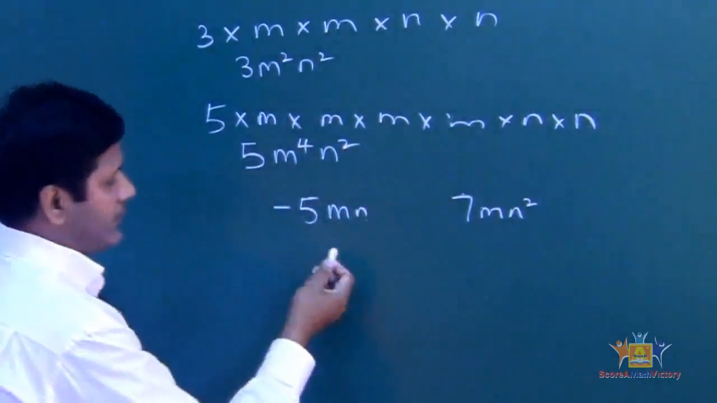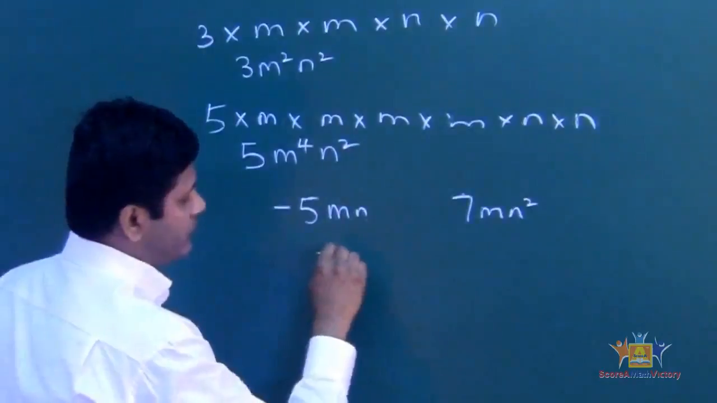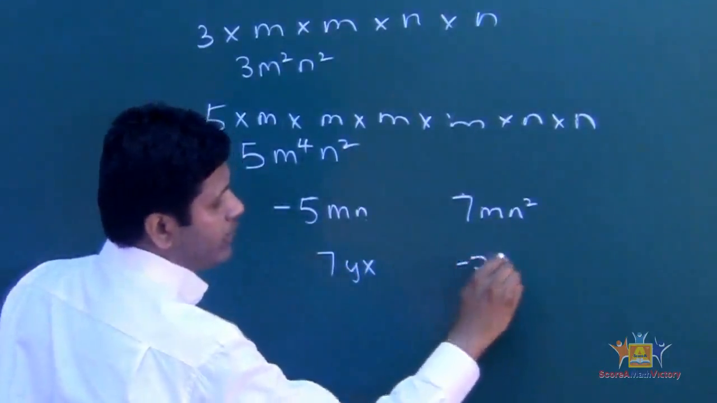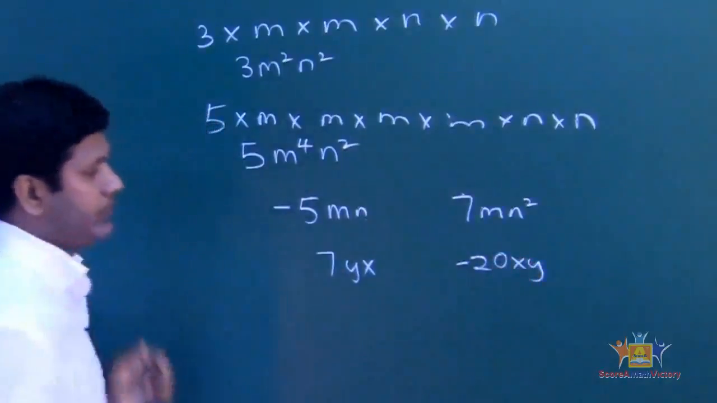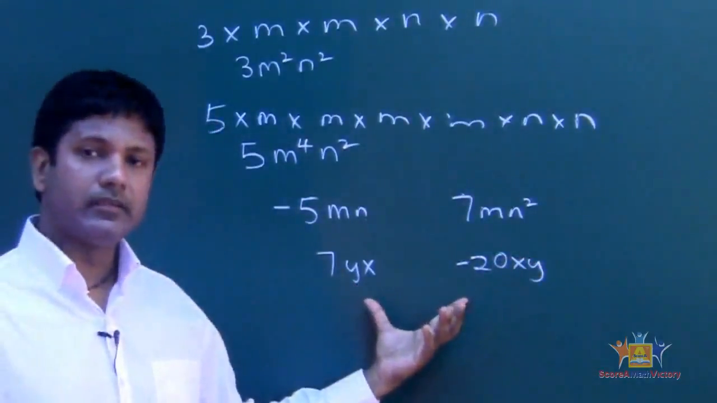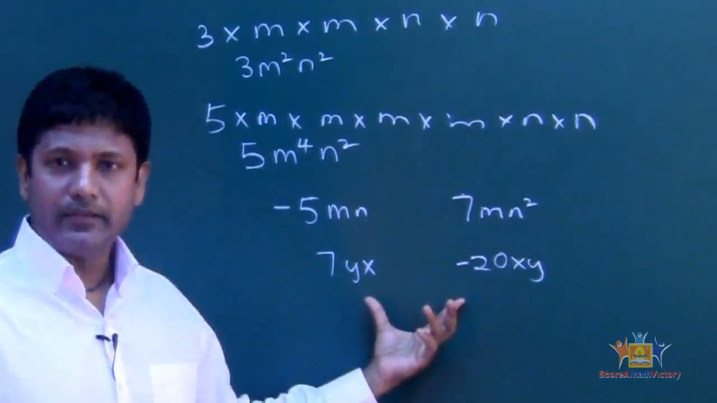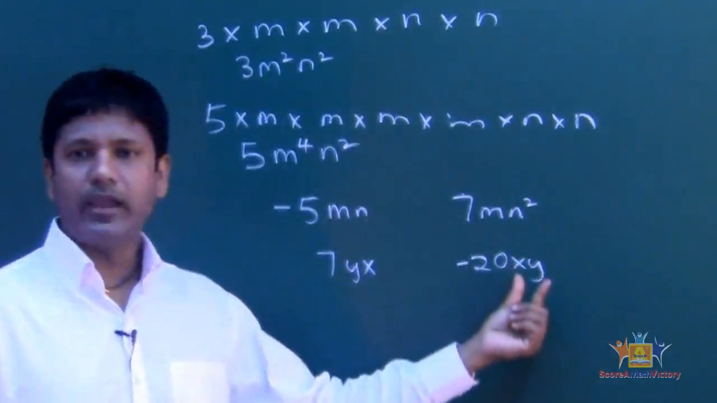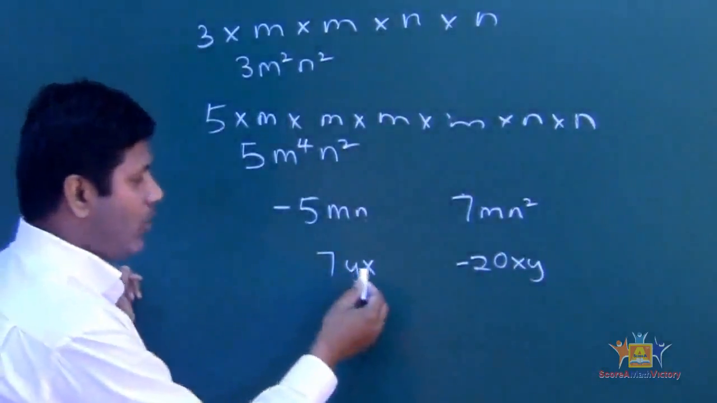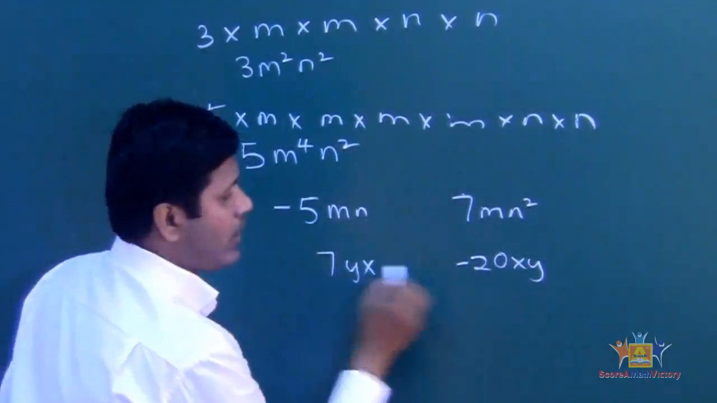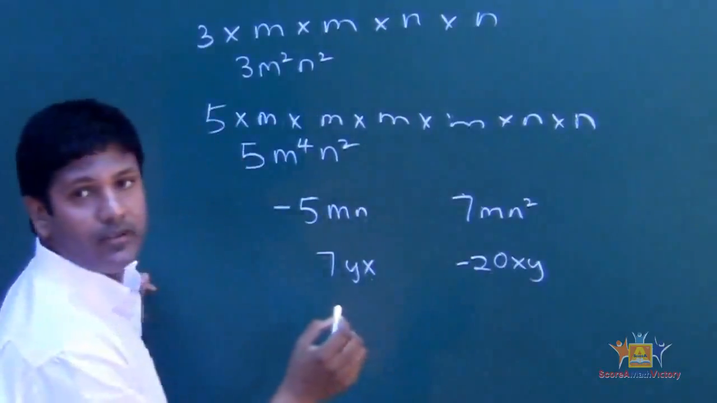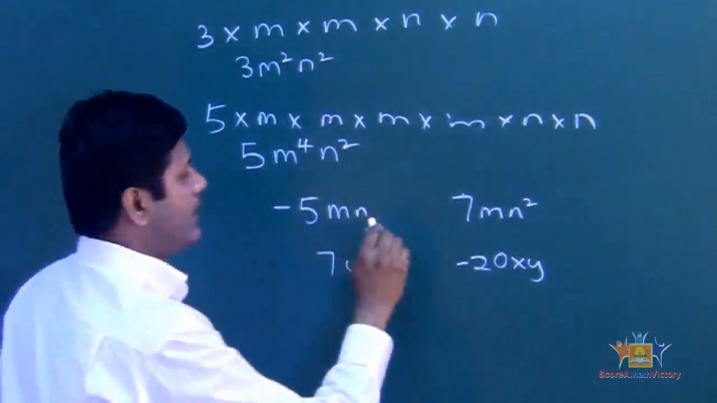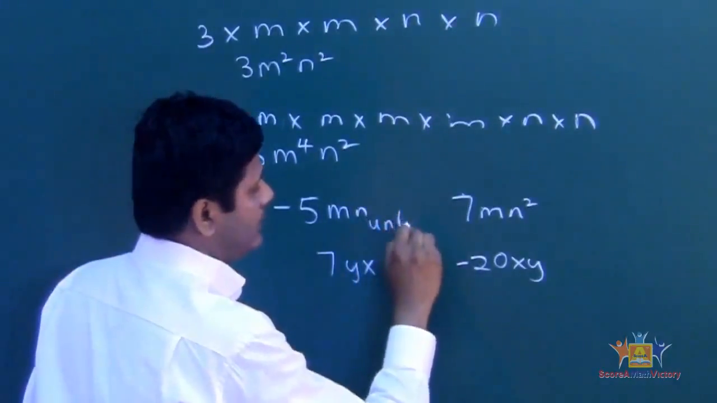Okay, alright, let's say for example Mr. Mac gives you 7yx, and then I say this one is negative 20xy. Are these like terms or unlike terms? They are like terms. Huh? Mr. Mac, how is that? This is yx and this is xy. Doesn't matter. The order doesn't matter. As long as you have y and y, you've got x and x, that makes it like terms. Okay? And this is unlike terms. Unlike terms.